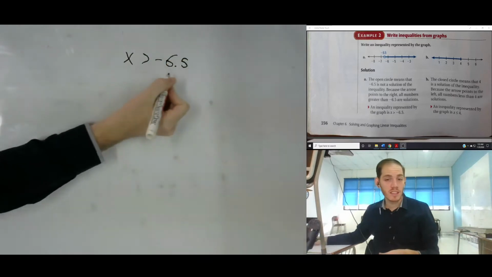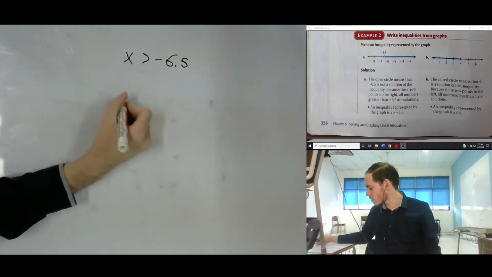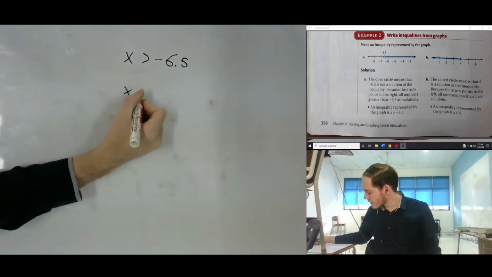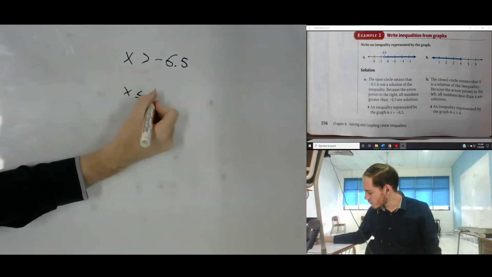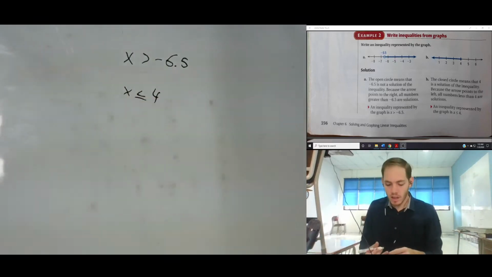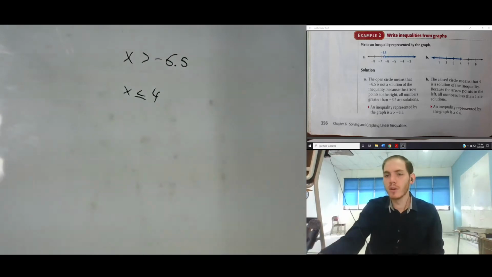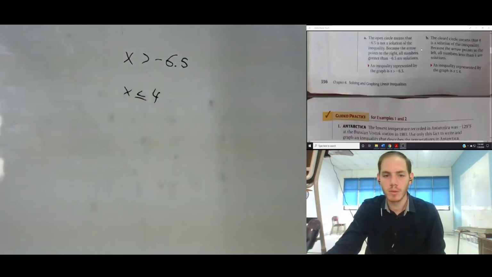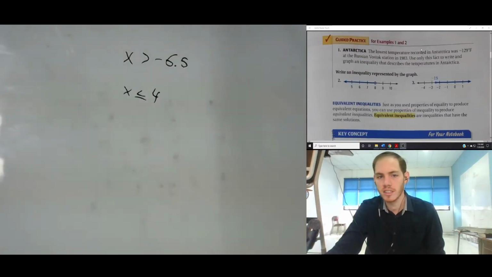The other one is to the left, and it's a closed circle. So the next one is x is less than or equal to 4. We can do this for another problem. Don't worry, we will do practice problems on this.